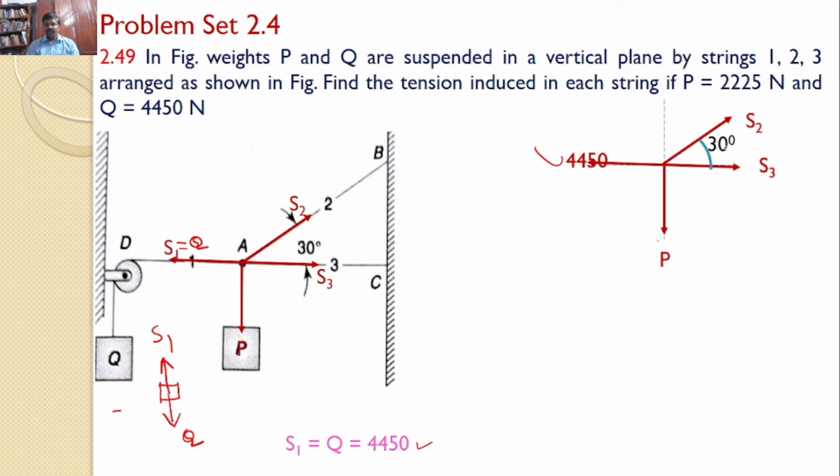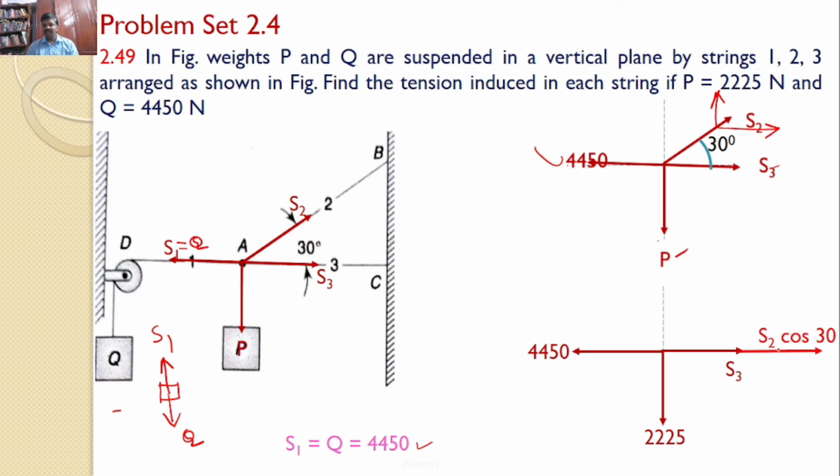Now solve this problem by resolving all the forces along the x-axis and y-axis. P, S3 and 4450 all three act along an axis only. So now P becomes 2225, that is given. This is 4450. This is S3. Now S2, I want to resolve this into components like this. Since S2 makes an angle of 30 with the horizontal, the horizontal component is S2 cos 30 and the vertical component is S2 sin 30.